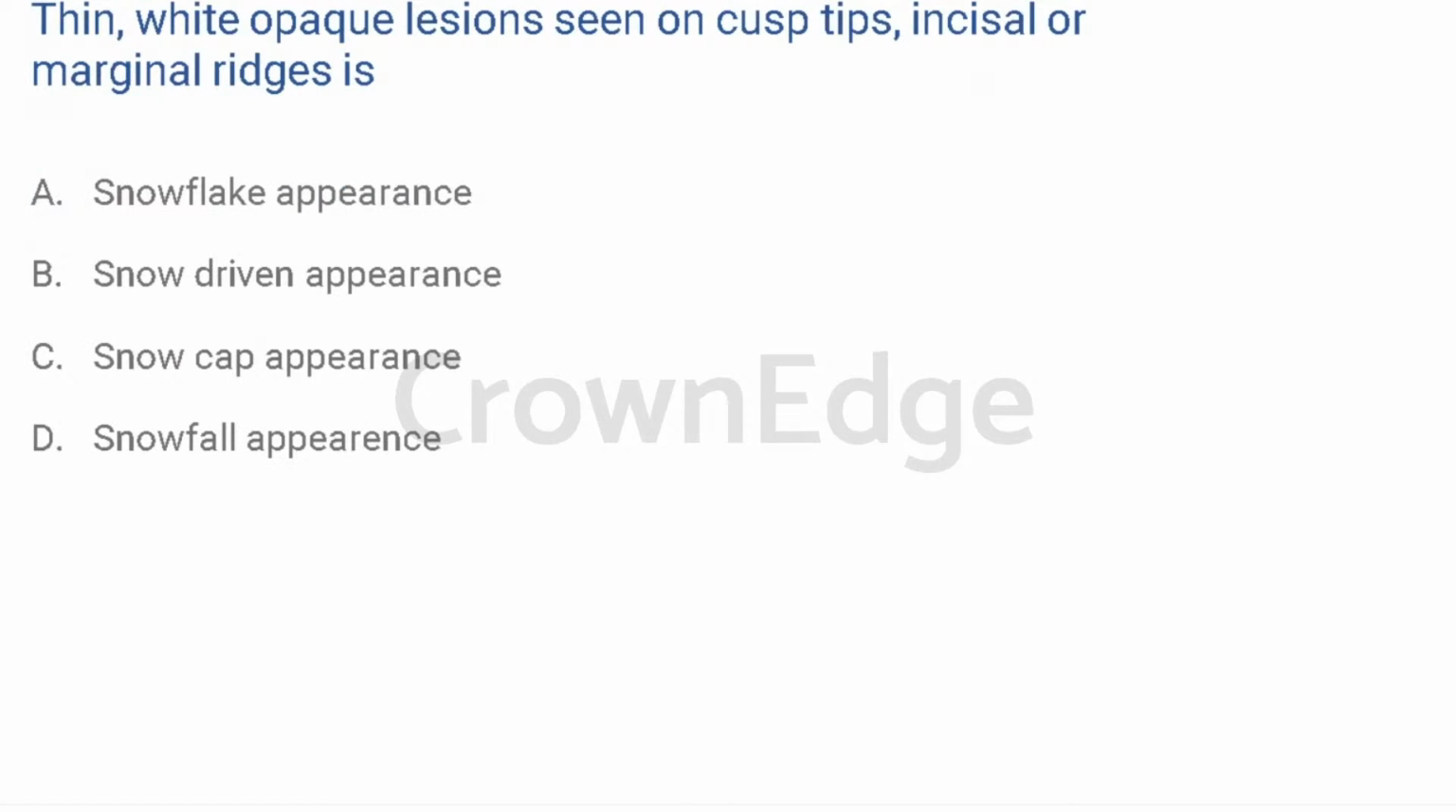Okay. Now, we are still talking about thin white lesions. Okay, thin opaque lesions which are seen on the cusp tips, incisal edges, or the marginal ridges. Okay, this question is not related to the previous case scenario. Let me be very clear. Thin opaque lesions seen on the cusp tips, incisal edges, or marginal ridges give a snowflake appearance, a snow-capped appearance. So with dental fluorosis, in the initial stages, you're going to see something known as the snow cap appearance, which is option C.